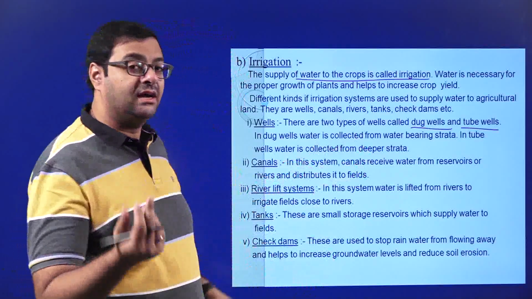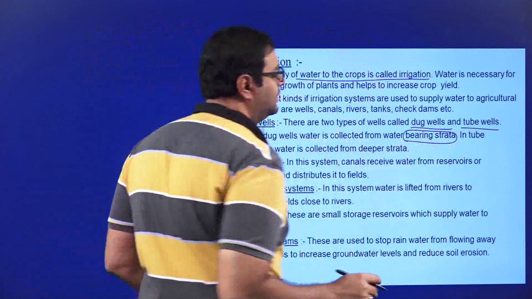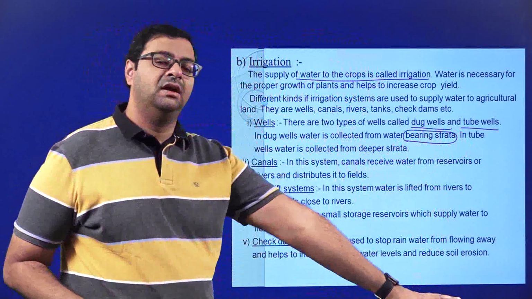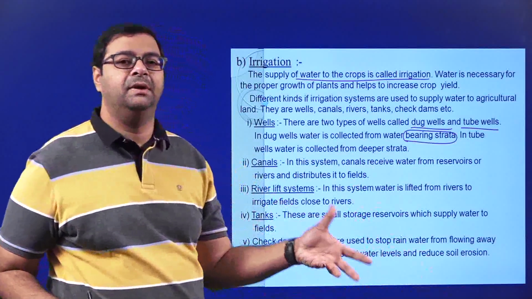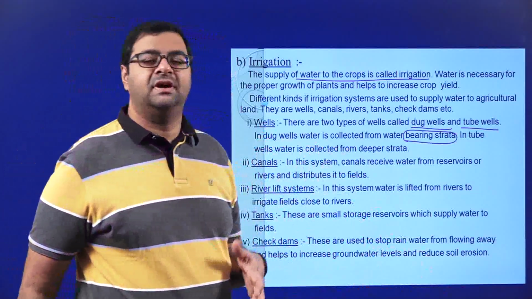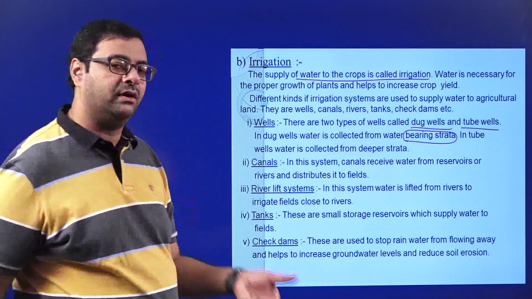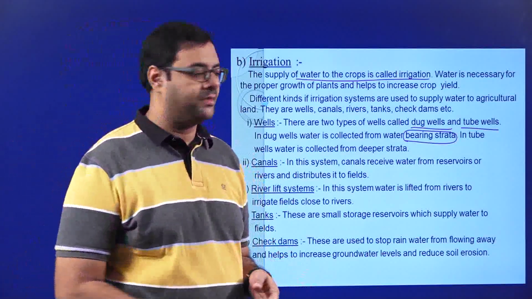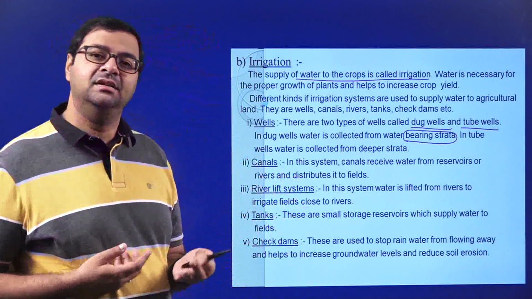That is, dug wells means what? Bearing strata means a very close source of water. That is, the water is very, very close. When you dig it, you get the water immediately. Then in tube well, water is collected from deeper strata. Deeper strata means deep down the earth. Deep down the earth, the water is collected using tubes. So these are basically wells, dug wells and tube wells.